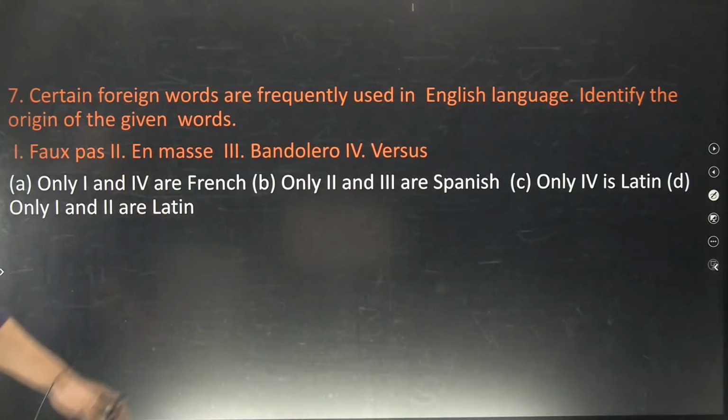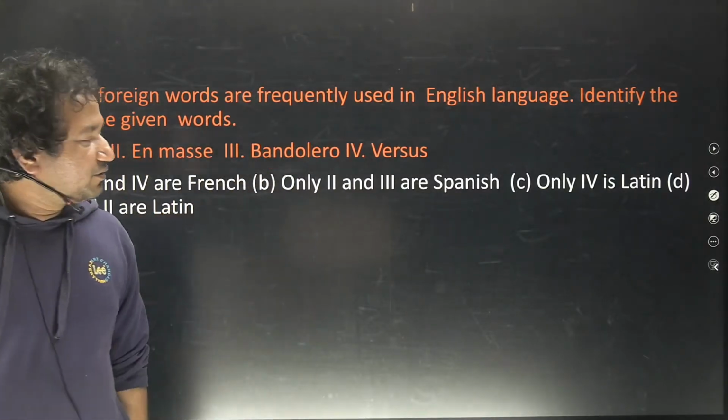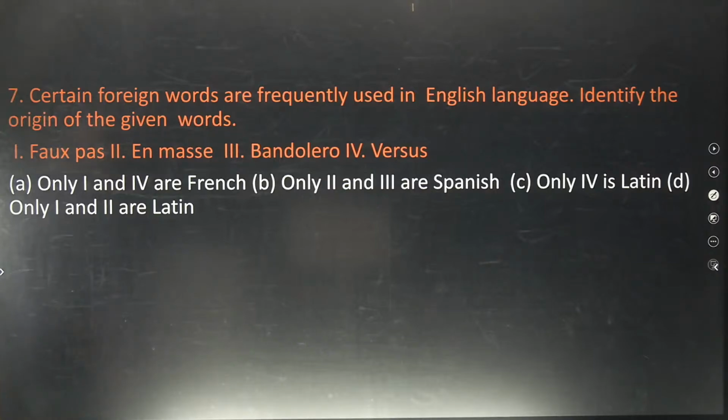En masse. Bandolero versus. No, Surya, not in XAT, but in IIFT they ask it. In XAT we have reading comprehension passages which are coming soon. This is asked in IIFT.